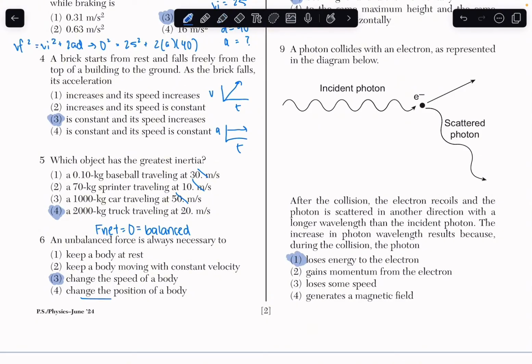So, when the photon hits the electron, the wavelength increases. If we use the equation E photon equals hc over lambda, or wavelength, we could see that it has an inverse relationship. When the wavelength increases, that means E photon has to decrease, meaning that if the wavelength increases, the energy has to decrease, showing that it's number 1.